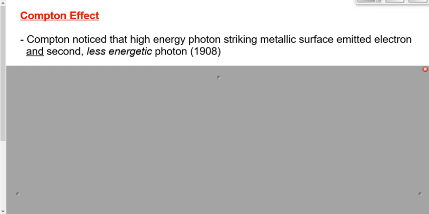Fast forward just 3 years to 1908, and this guy named Arthur Compton notices that if you take a photon that is really, really high energy, like an X-ray, let's say, like 10 to the 18 hertz, something like that, and shine that photon on a piece of metal, you will get an electron ejected. But you will also sometimes get another photon coming out of the mix as well. So it's kind of like the photoelectric effect plus another photon ejected in addition to that electron. But here's the deal. That second photon that was ejected, Arthur Compton noticed, was less energetic than the first photon.